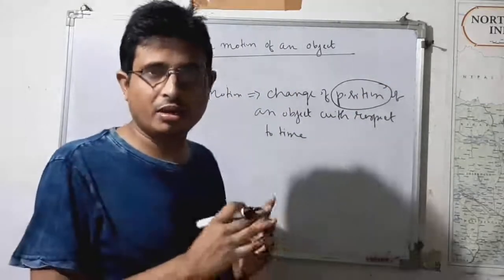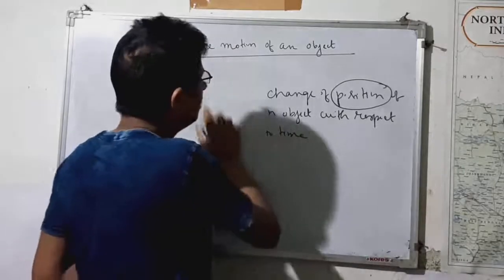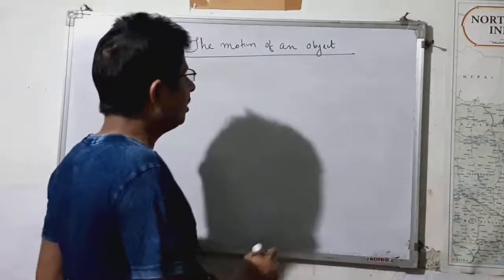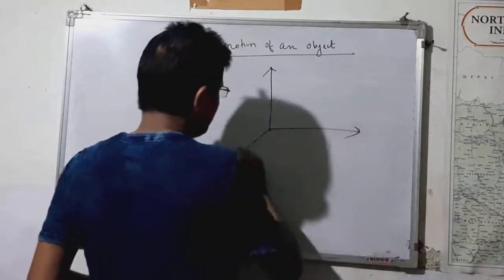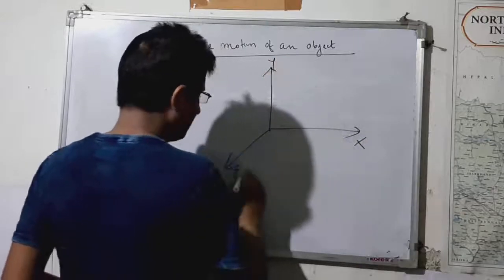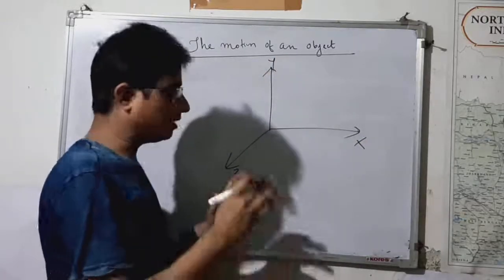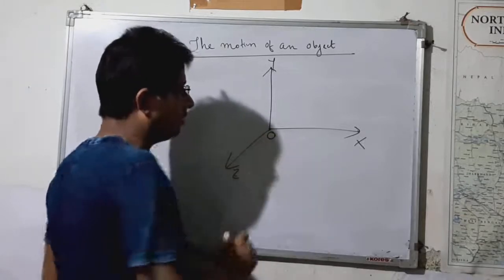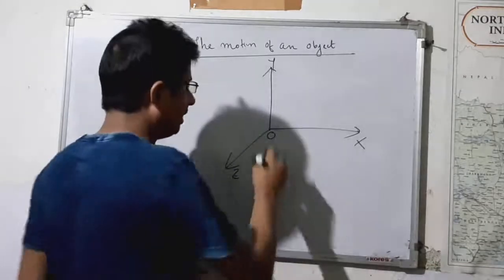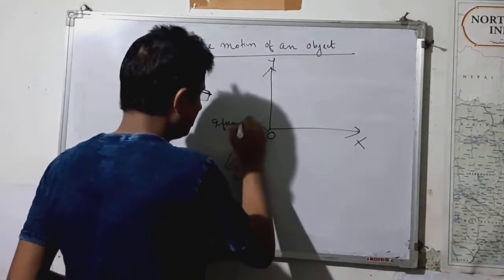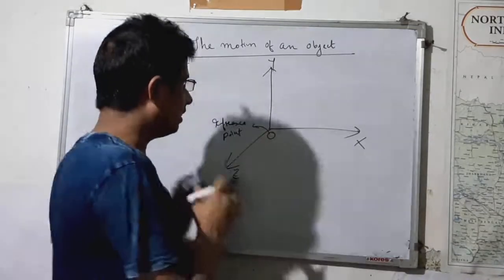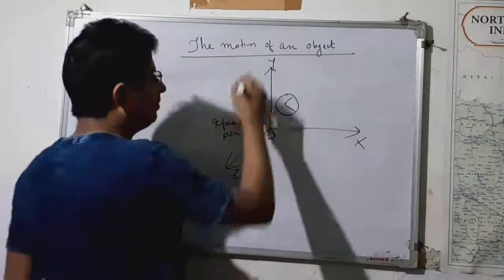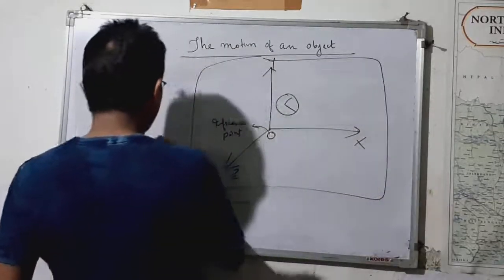To specify the position of the object, we need a set of axes and a reference point. For convenience, we use three perpendicular axes x, y, and z, which are mutually perpendicular, and the intersecting point of all three axes is considered as the origin or reference point. And this set of axes along with a clock is defined as a reference frame.